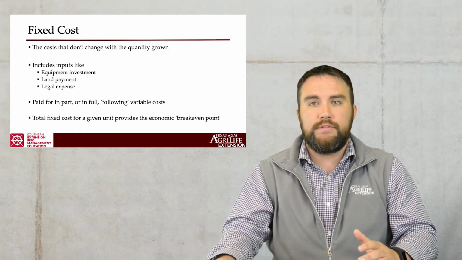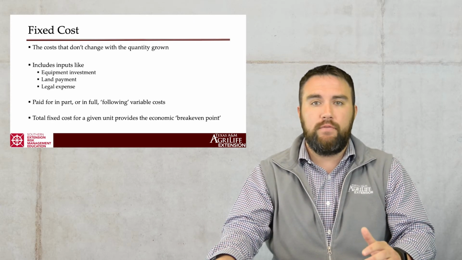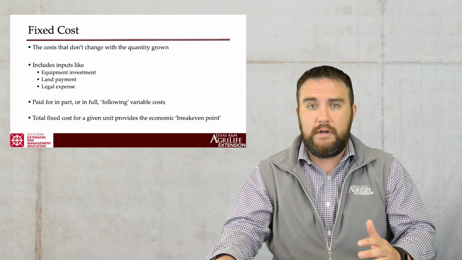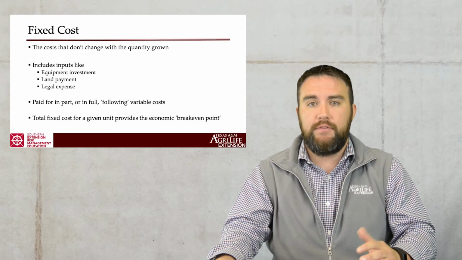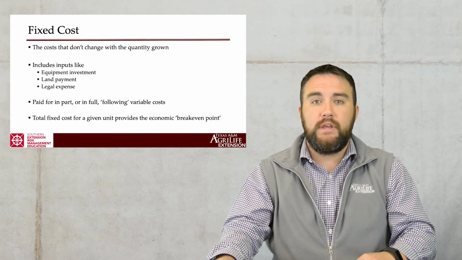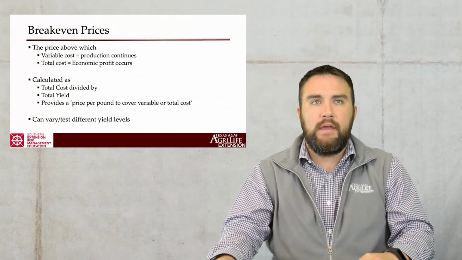So if you are able to cover all of your fixed cost and then have some left over, this means you've covered all your variable costs and now you're covering your total costs, which means that if you have some left over, you are turning an economic profit. We consider this our break-even point. So now we're going to talk about break-even prices.